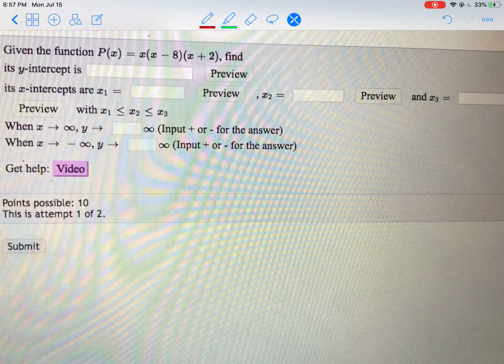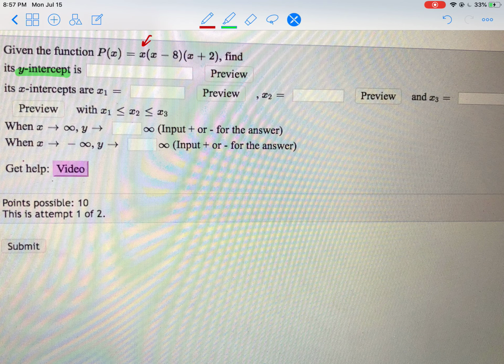Okay, in this next question, it wants to know about all the different characteristics that you could find out about a polynomial. And so in this case, the first question is about finding the y-intercept. And to find the y-intercept, you plug in 0 into your function, and that gives you the y value. And so plugging in 0 into each one of these factors, you have the factor x. So plugging 0 for x, you get a 0.